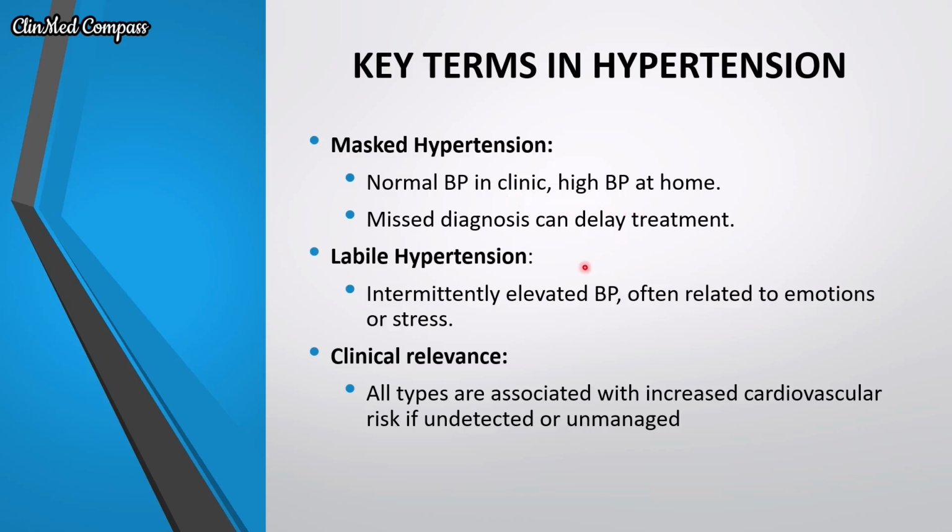Missed diagnosis will always delay treatment. Labile hypertension is intermittent elevated blood pressure, often related to emotion or stress. These various types of hypertension are associated with increased cardiovascular risks if they are undetected or unmanaged.